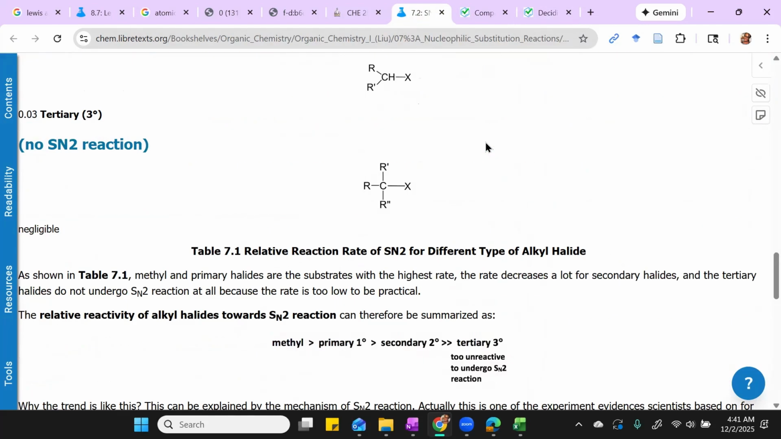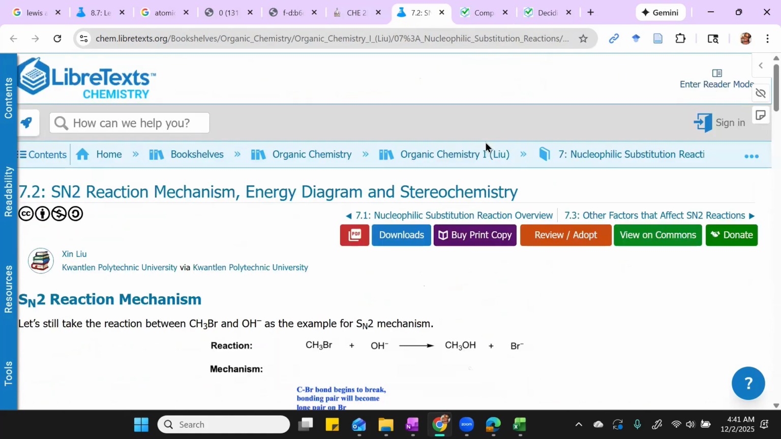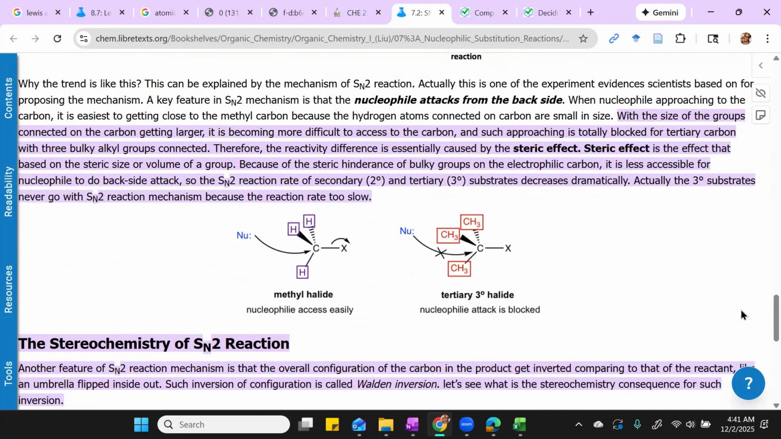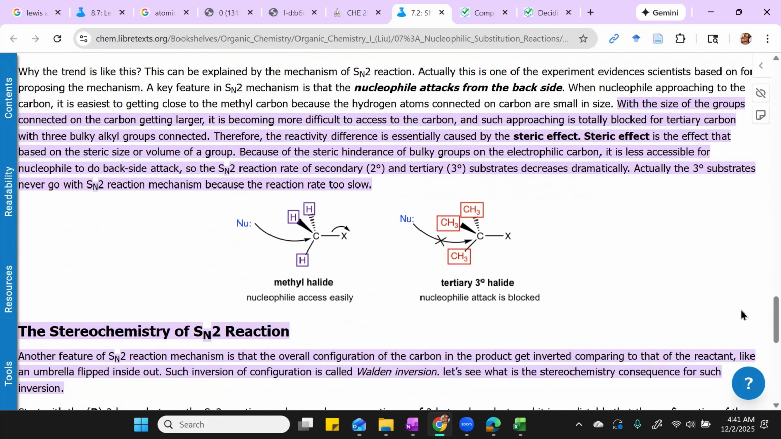Another source, this is specifically from a book. It looks like from Kwantlen Polytechnic University. And so Liu, this book that is open sourced on the LibreTexts website discusses the fact that, again, typically, if not all the time, tertiary substrates will not undergo SN2 reactions.